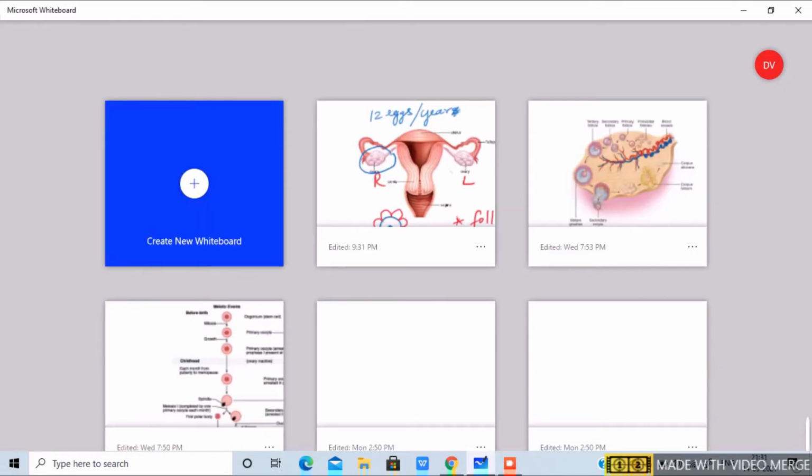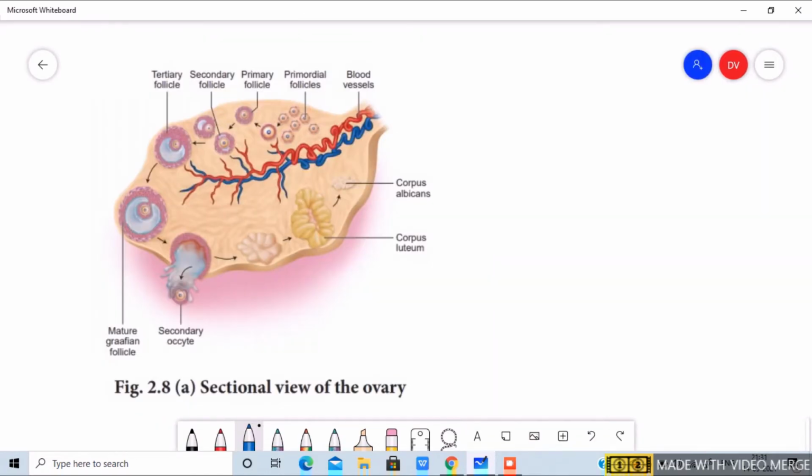As I already told you, we are going to see oogenesis and folliculogenesis. But before that, I am taking some time to explain some important concepts so that you can easily understand oogenesis. Look at this one ovary. There is a beautiful cross section of one particular ovary. So look at that.